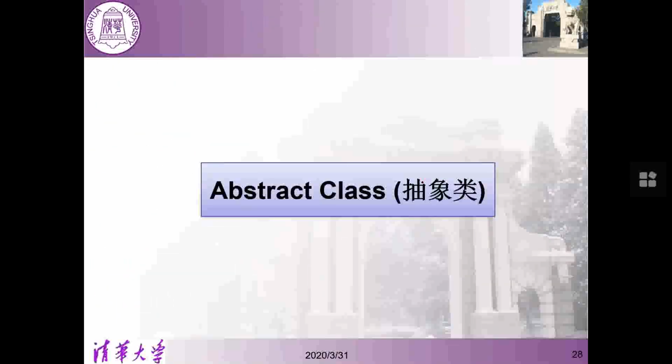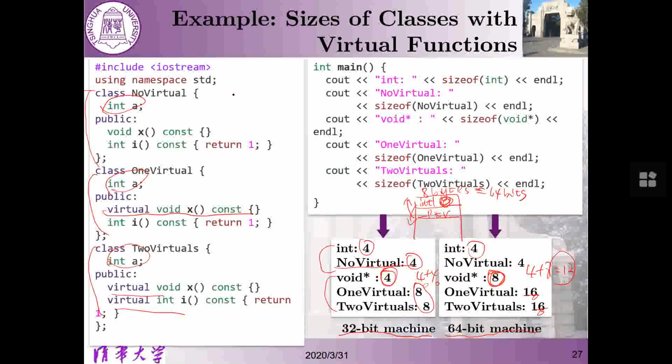So by this example, we know that there are indeed virtual pointers, and it takes some memory, right? Takes some memory. So I have one question for you for this example. If there are, for multiple inheritance, right?